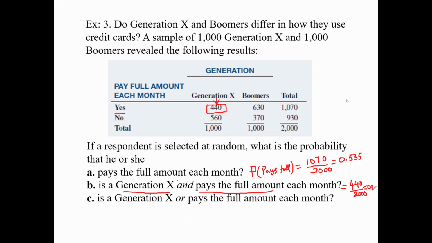The next one. Part C is generation X or pays the full amount. So you need to apply the addition rule. Part C, you can try.